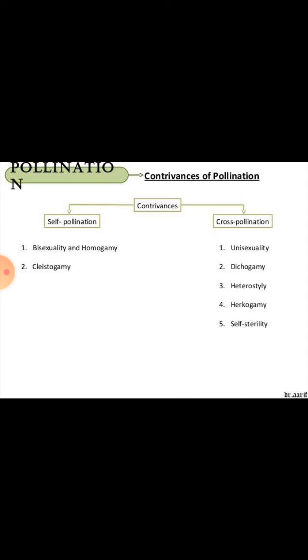The next is cross pollination. What is meant by cross pollination? The transfer of pollen grain from one flower to the stigma of a different flower. There are many types. Generally there are two types: one is called geitonogamy, another is called xenogamy. And further, there are many contrivances of cross pollination classified: one is called unisexuality, another is called dichogamy, another is heterostyly and herkogamy. Finally, self-sterility. Let's discuss them one by one in detail.